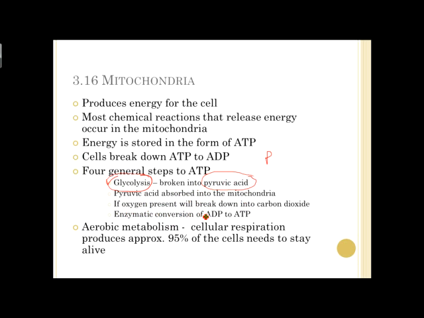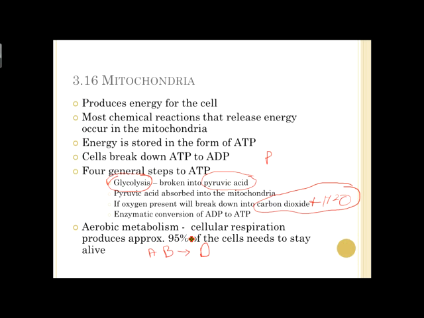If oxygen is present, we'll break down into carbon dioxide and water, which are byproducts of cellular metabolism, CO2 and water. And enzymatically, which means that it's going to take part A and part B and turn it into part D. So it's enzymatically going to convert adenosine diphosphate to adenosine triphosphate. This term will be utilized again and again and again throughout this entire course.